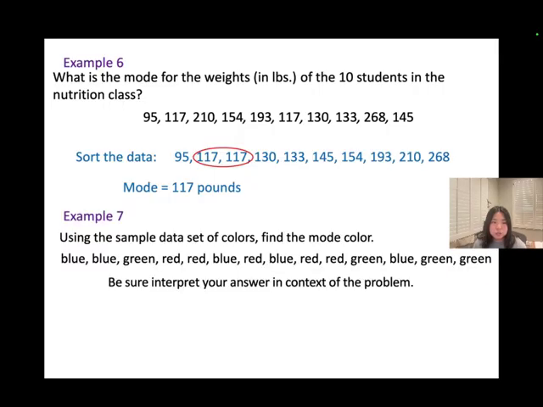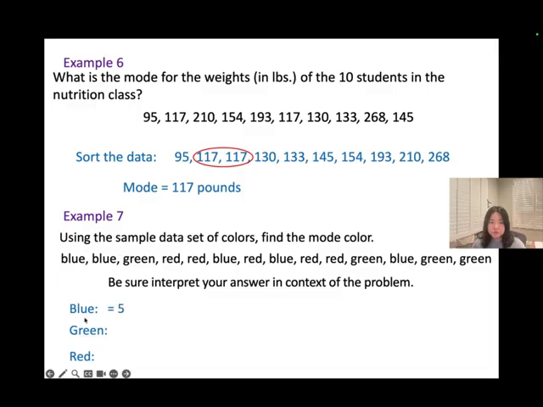Example 7. Using the sample data set of colors, find the mode color. Okay, so this is my data set. Blue, blue, green, red, red, blue, red, blue, green. So how can we find out the mode? First, I want you guys to try to find out how many blue, how many green and how many red are in here. So you're going to count blue, 1, 2, 3, 4, 5.